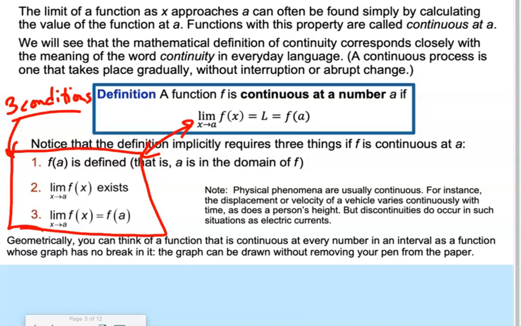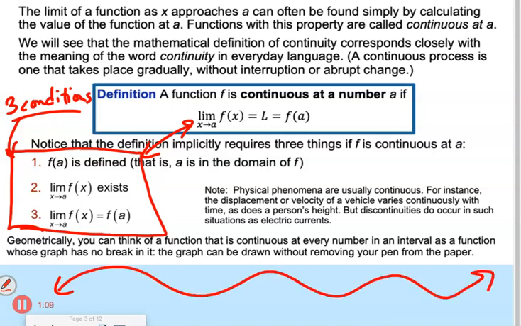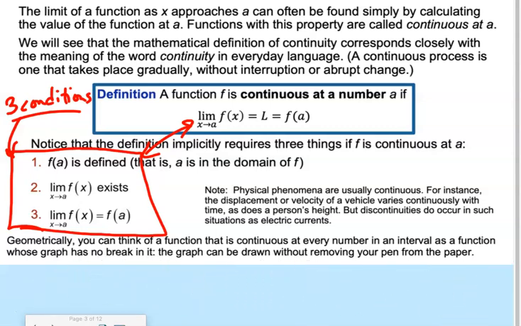How do you know just by looking at a function if it's continuous? If you can draw the function without lifting up your pencil, then it's continuous. If you have to lift up your pencil, it's discontinuous. Now, I always have students, and I like to nip this in the bud right off the bat.